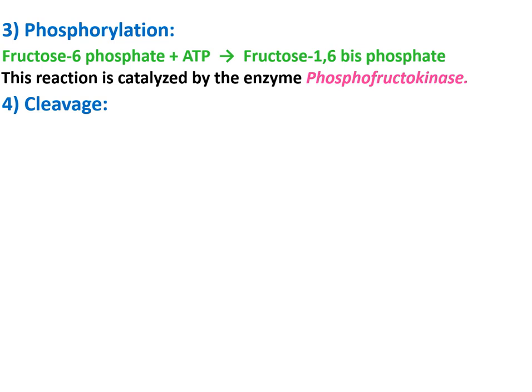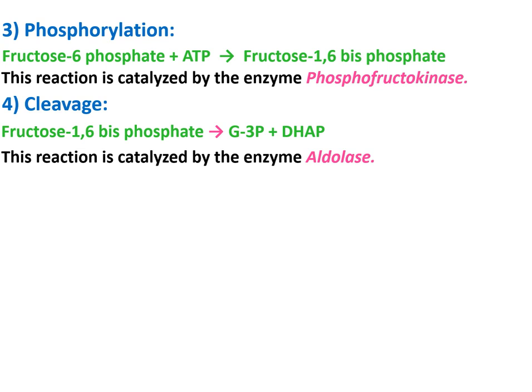Fourth step, cleavage. Fructose 1,6-bisphosphate is cleaved into G3P and DHAP. G3P stands for glyceraldehyde 3-phosphate. DHAP stands for dihydroxyacetone phosphate. Both are trioses and isomers. This reaction is catalyzed by the enzyme aldolase.